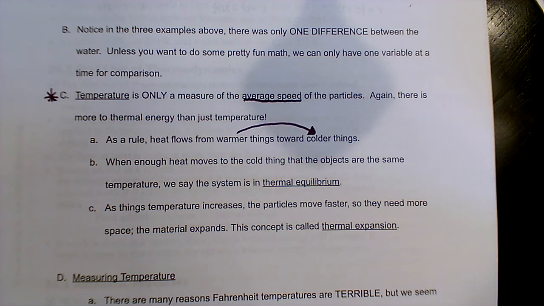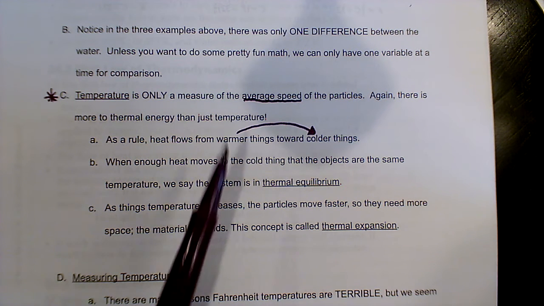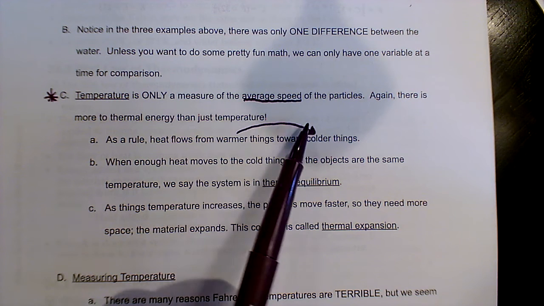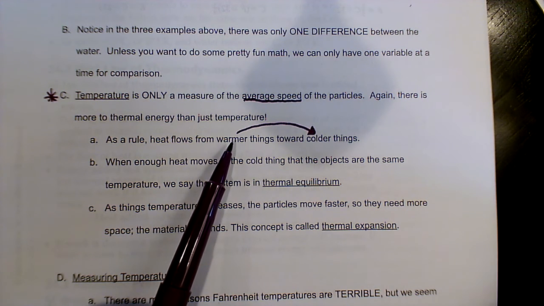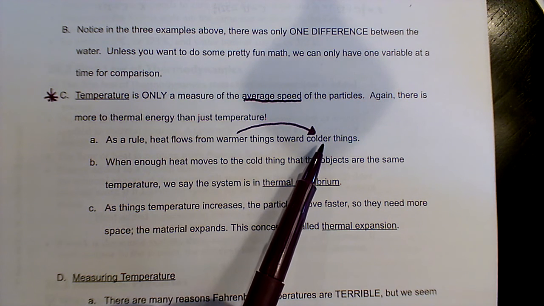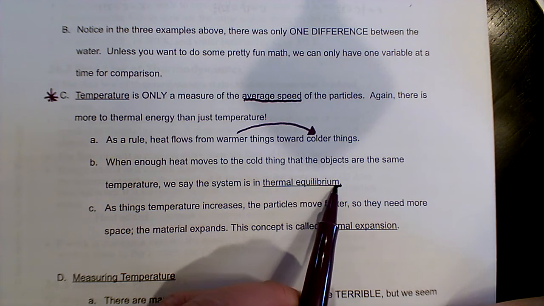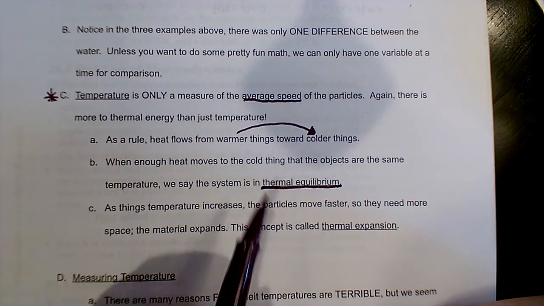Eventually, though, the heat is going to leave the warmer thing and go to the colder thing. So the warmer thing is going to be getting colder, and the colder thing is going to be getting warmer until they reach the same temperature. And that's thermal equilibrium.